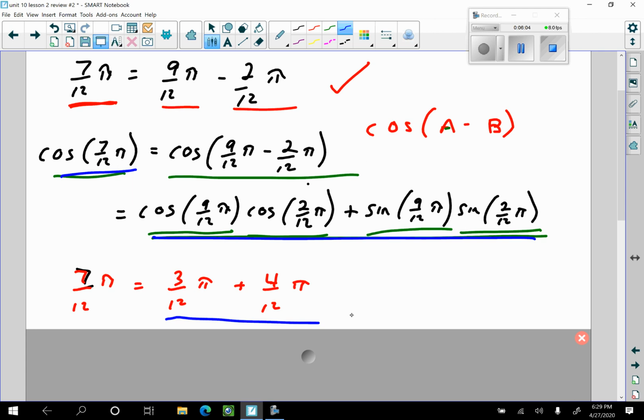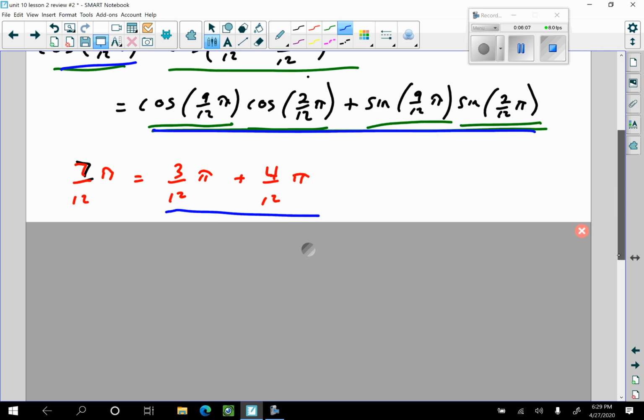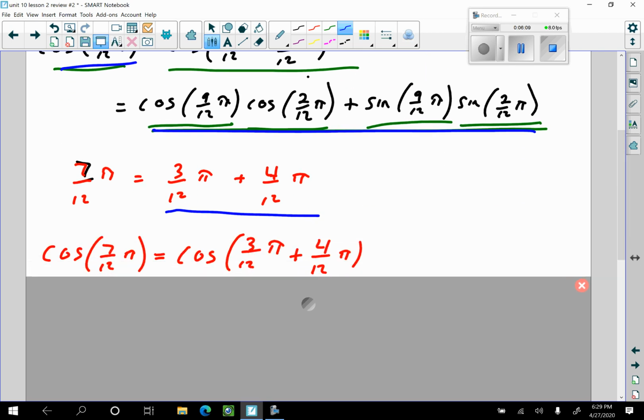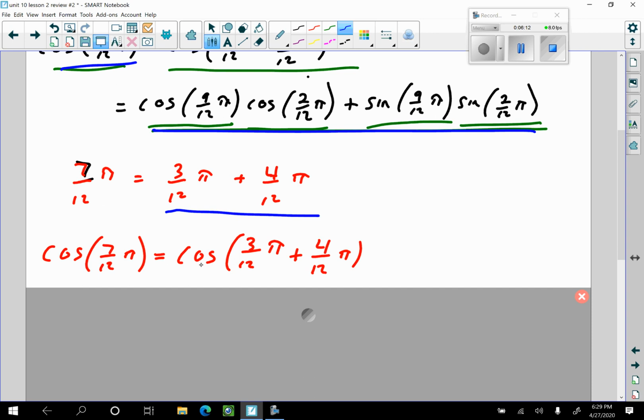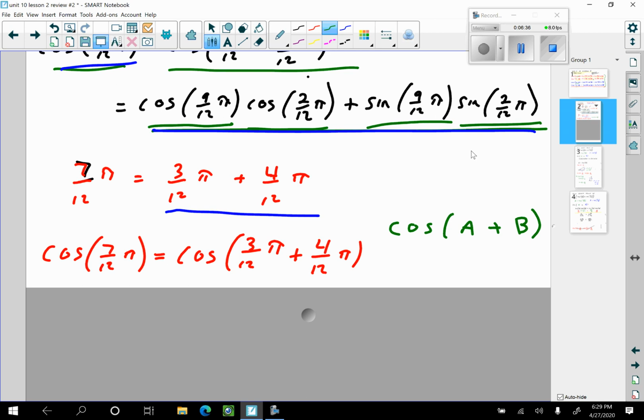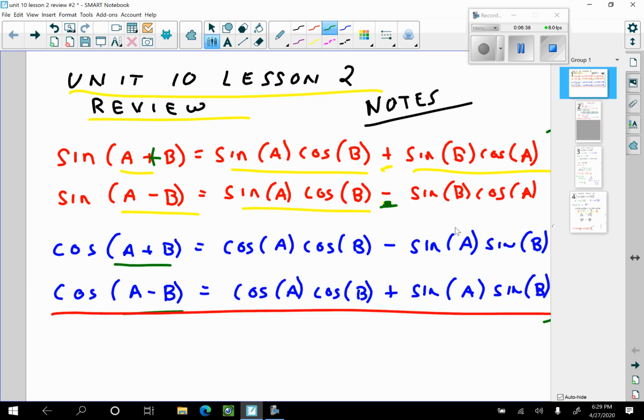So guess what I could use? If that's the case, then isn't the cosine of 7/12 pi equal to the cosine of 3/12 plus 4/12? Yes, indeed it is. And so now I can use the formula for the cosine of A plus B. The cosine of A plus B is going to be the cosine of A, cosine of B. And if it's plus, I don't remember it. I'm going to go back right there. Let's see, go back, and right there it is.